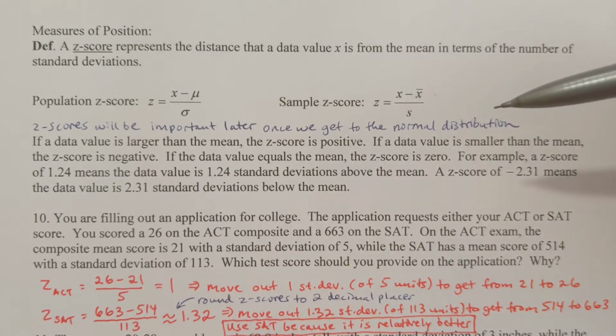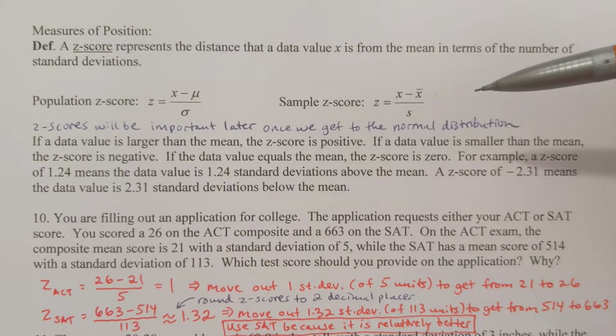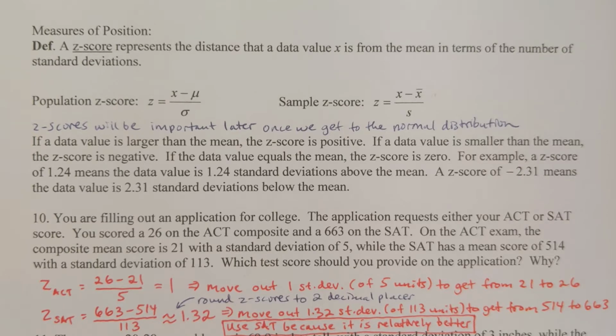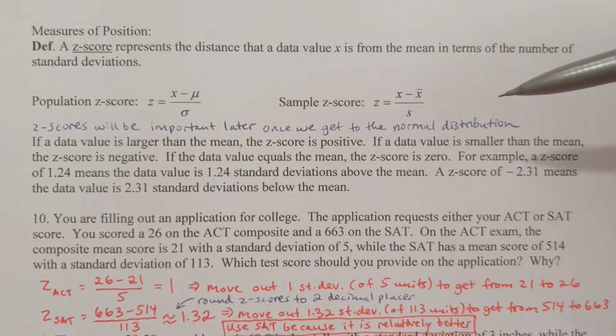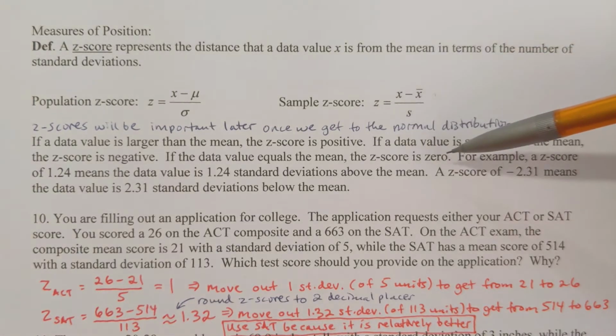Okay, now z-scores are going to be important later on once we get to the normal distribution, which is chapter 7. Pretty much everything that I'm going to talk about from chapter 7 on has to do with z-scores. So z-scores will be super important later on. If a data value is larger than the mean, the z-score is positive. If a data value is smaller than the mean, the z-score is negative. Positive or negative doesn't mean good or bad. If the data value equals the mean, the z-score is 0.